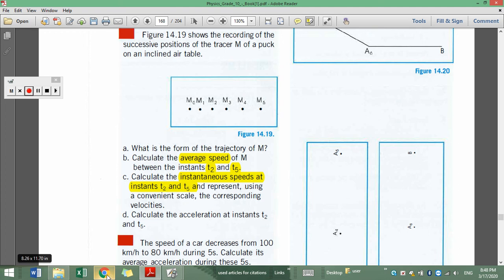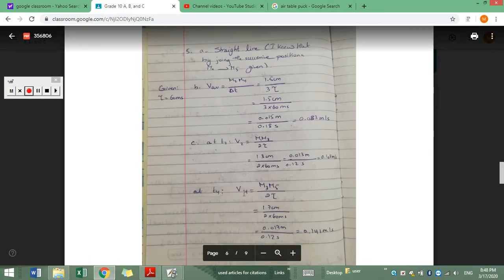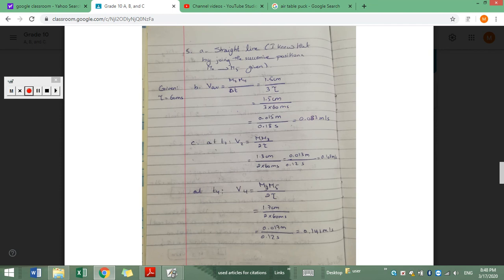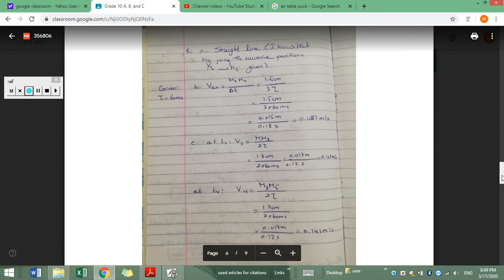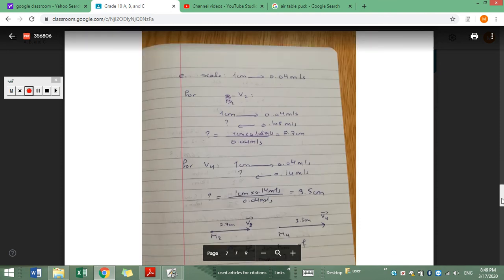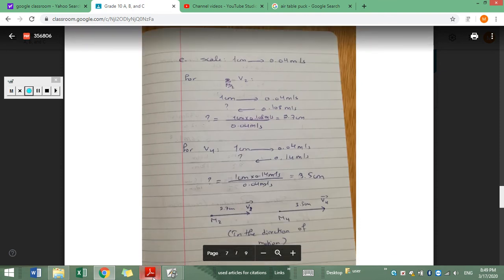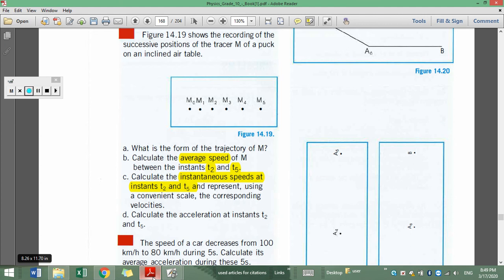فاذا هيها V4, M3 the one just before and M5 just after. So the distance M3 M5 is 1.7 cm measured by the ruler over 2 times 60 millisecond and we get this answer 0.141 meter per second.